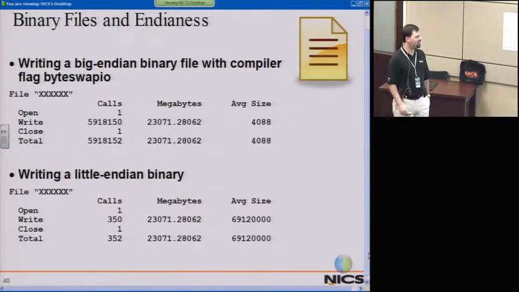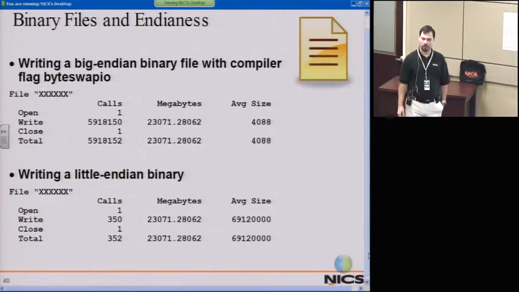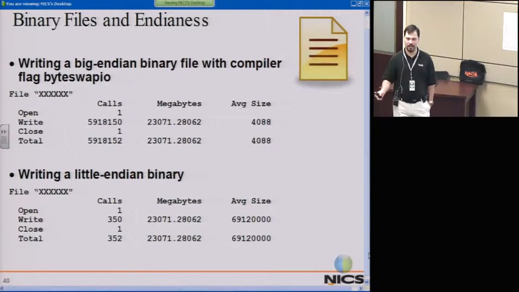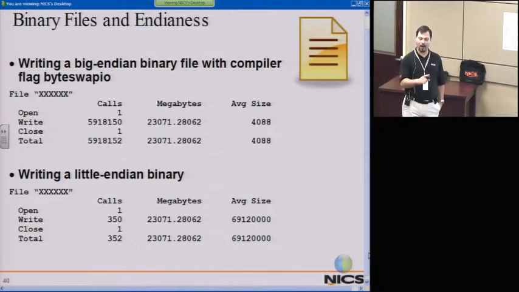As far as binary files and endianness are concerned, on Kraken, for instance, it's a little endian system, so it stores all of its data in little endian binary format. For compatibility with other systems, which may be big endian, some people like to write their binary files in big endian on a little endian system. In order to do that, you have to swap the bytes in memory before you write, because the data is actually stored little endian in memory.